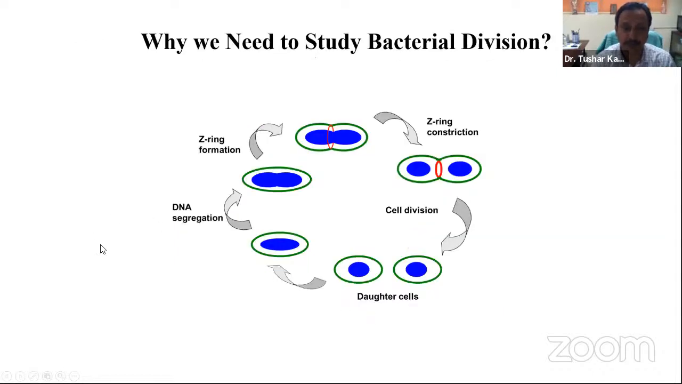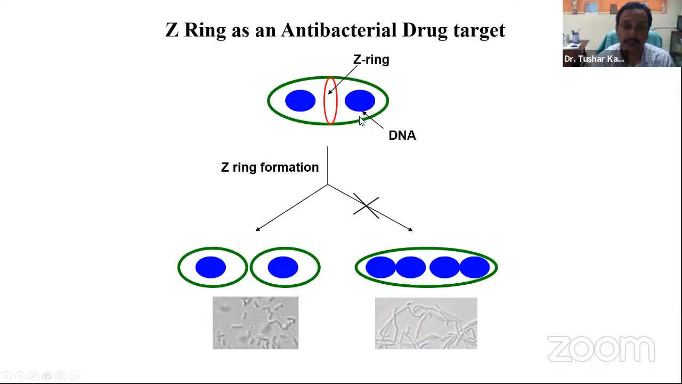Okay, now the question is why we need to study bacterial division. This figure I have already explained. Now, if this Z ring forms normally, we'll see that a lot of bacteria divide, new daughter cells form, and there will be a lot of bacteria. And as we know, bacteria are among the fastest growing organisms.